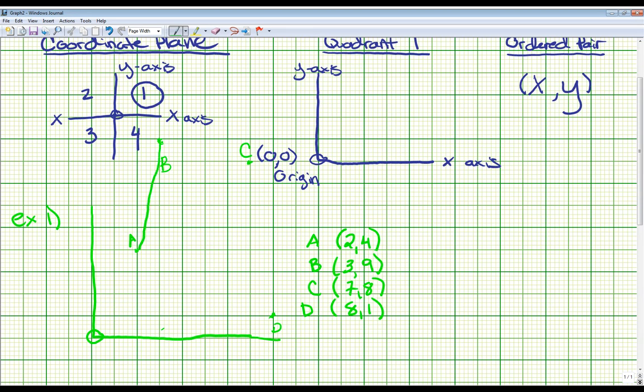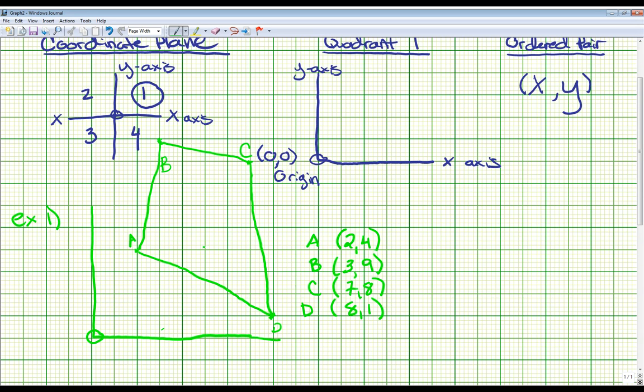Use a ruler if you can. With this program, I can't really use a ruler, but there we go. Here is my quadrilateral, my 4-sided shape, and it looks kind of like a trapezoid here. It's kind of a shift over trapezoid, but that's what we've got. So we drew the quadrilateral in the coordinate plane. So that is example 1.